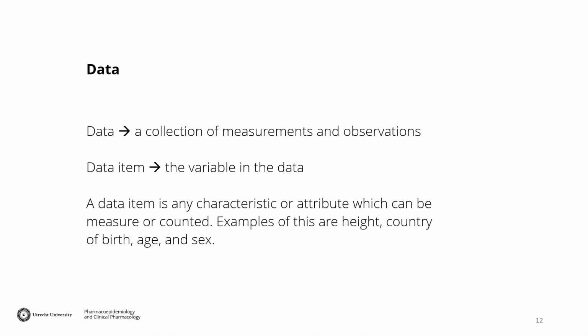So what is data? Data is a collection of measurements and observations. And within the data, we have different data items, which are the variables in the data. So in other words, as I also wrote here, a data item is any characteristic or attribute which can be measured or counted. Some examples of these are height, country of birth, age, and sex.